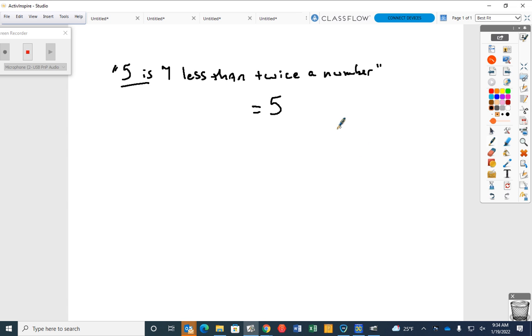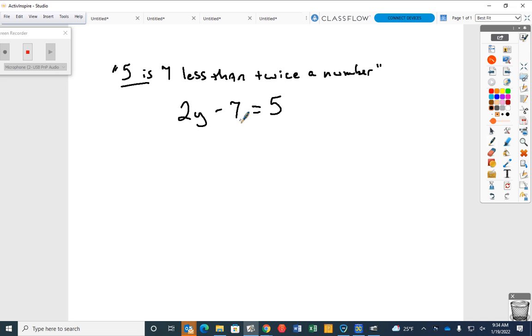Okay, so if I have twice a number, I can say 2y, and 7 less than that is going to be minus 7. Does it matter what order you put it in? Yes, it does matter. Very, very much. Because 7 minus 3 is not the same as 3 minus 7, is it?